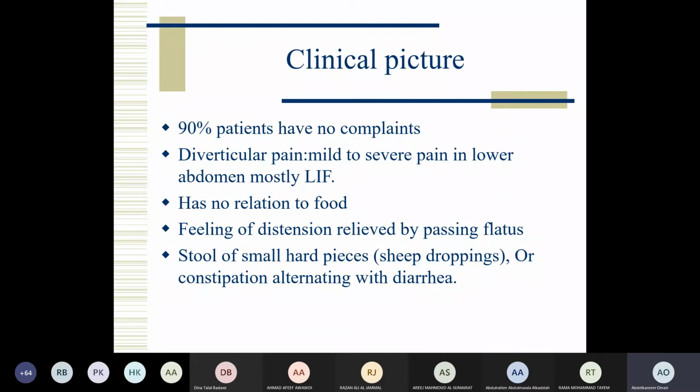The characteristic of the stool, guys, how is the stool of these people? Small hard pieces, just like sheep droppings. Or it is constipation alternating with diarrhea. Then this is the clinical picture. Then stools: small hard pieces like sheep droppings, or just constipation alternating with diarrhea.